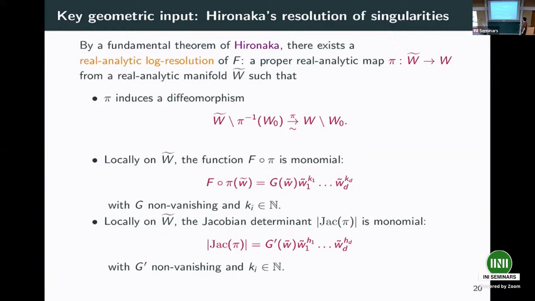And locally on the resolution, the function is monomial. Those are local coordinates in some charts of the W tilde. So f is a monomial times some non-vanishing real analytic function. And you can also arrange that the Jacobian determinant, where you need to fix some orientations, but locally you can do this, is monomial as well, with different exponents. And as in the monomial case, f is non-negative if and only if all of these k_i's are even.